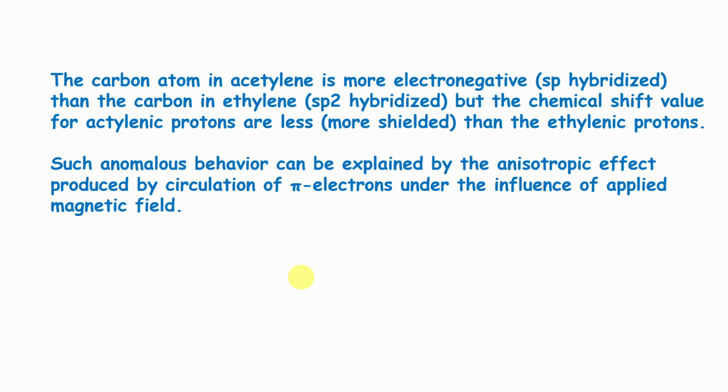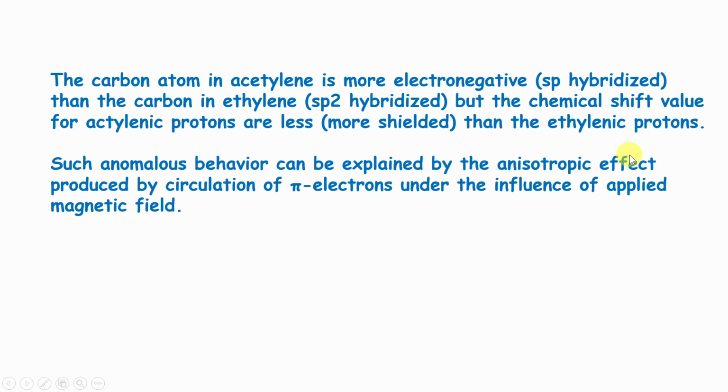Hi friends, the carbon atom in acetylene is more electronegative, or it is sp hybridized, than the carbon atom in ethylene. The carbon atom in ethylene is sp2 hybridized, but the chemical shift value for acetylenic protons is less, or they are more shielded than the ethylenic protons. What is the reason?